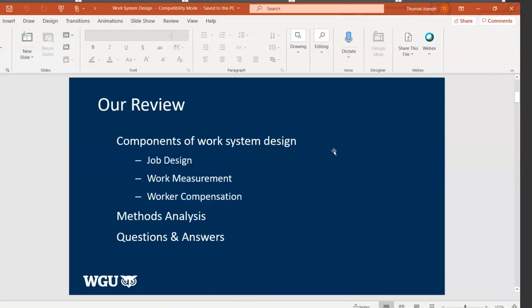All right. So here are the things that we will look at today. We'll look at the components of work system design, which are job design, work measurement, and worker compensation. These are the three core elements of what a work system design is made of. Then we'll talk about methods analysis, and we're going to look at the steps in methods analysis.